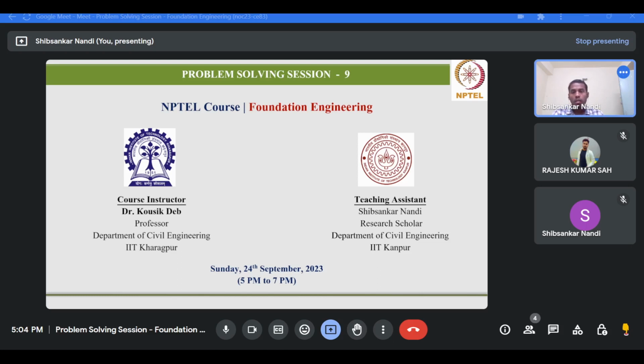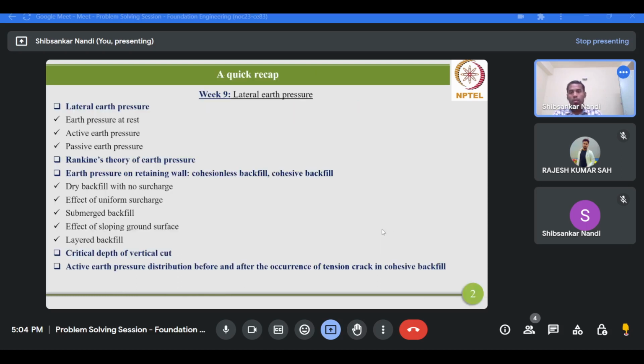This week we started learning a new topic, that is lateral earth pressure. As you know, lateral earth pressure can be of three types. First of all, earth pressure at rest, then active earth pressure and passive earth pressure. Just a brief explanation about all these terms.